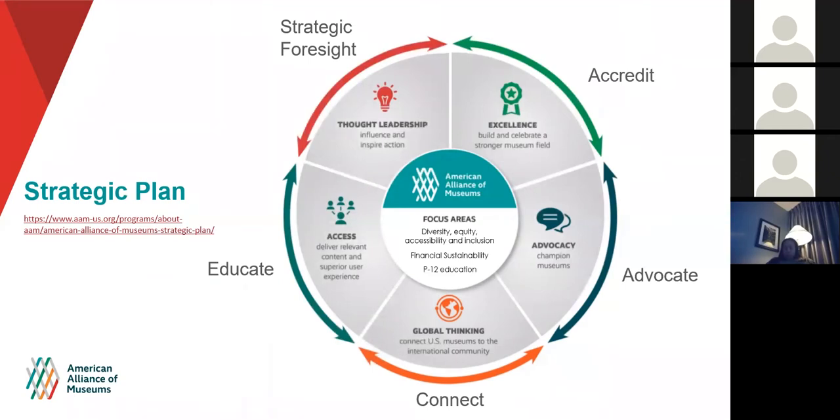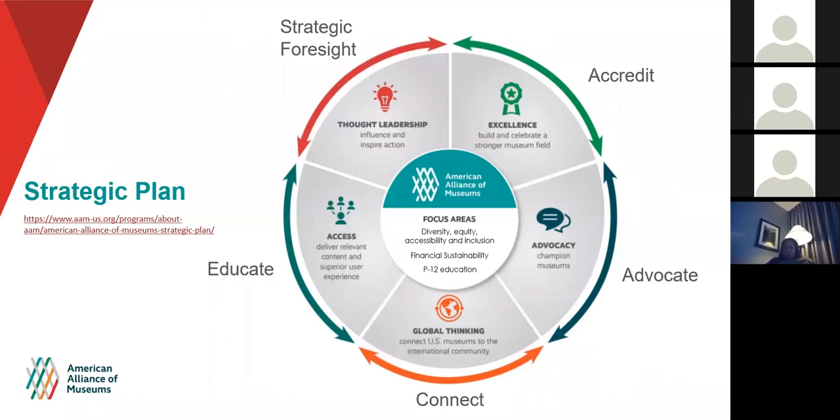Advocacy, global thinking, access, all having educational access to what we provide, as well as helping our sector provide universal access to the education and the cultural materials that we steward, and strategic foresight. All of our what we do is powered by our how and our why, and those are our focus areas.